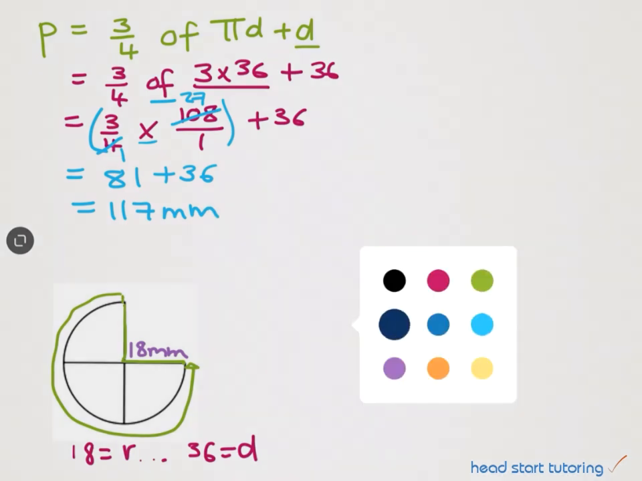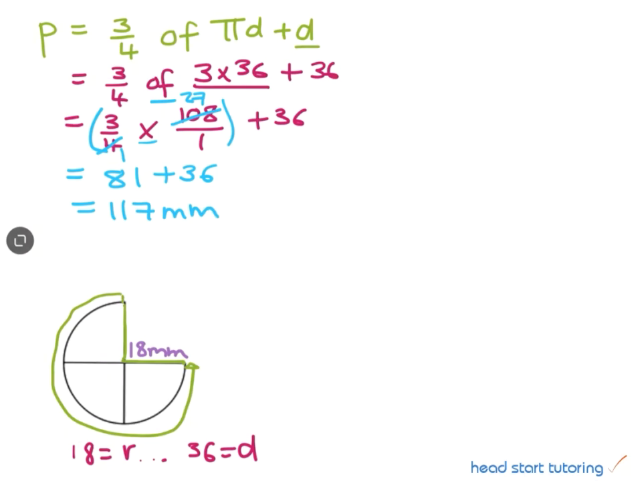So 117 will be the answer, the perimeter of this 3/4 of a circle with a radius of 18 millimeters when we are working with pi equal to 3.